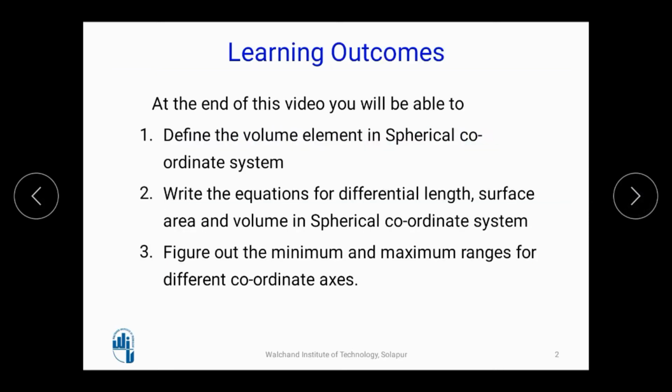Learning outcomes. At the end of this video, you will be able to define the volume element in spherical coordinate system. You will be able to write the equations for differential length, surface or area and volume in spherical coordinate system. You will be able to figure out the minimum and maximum ranges for different coordinate axes.